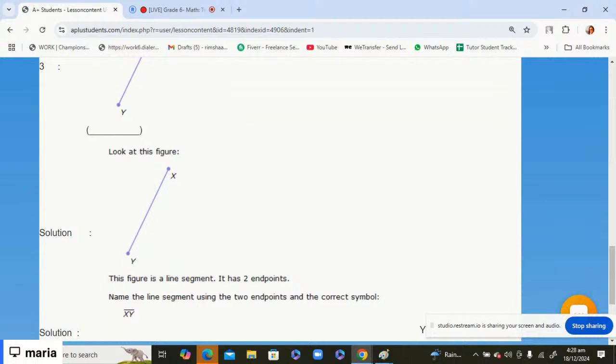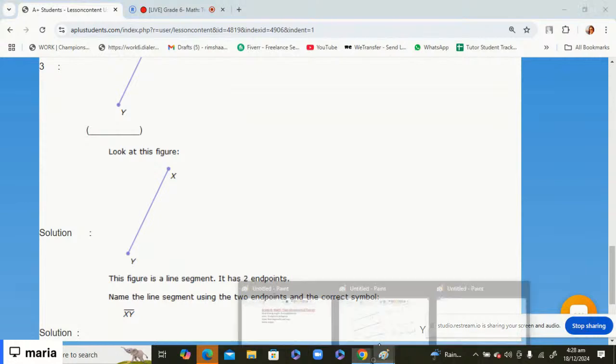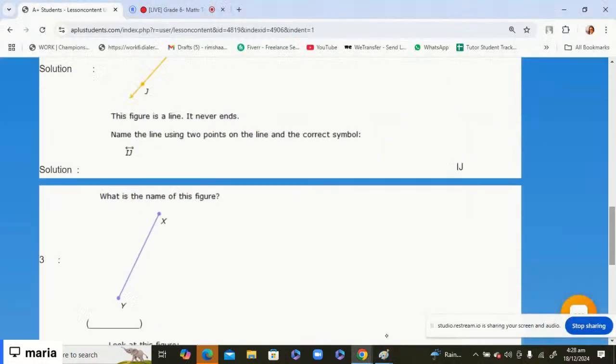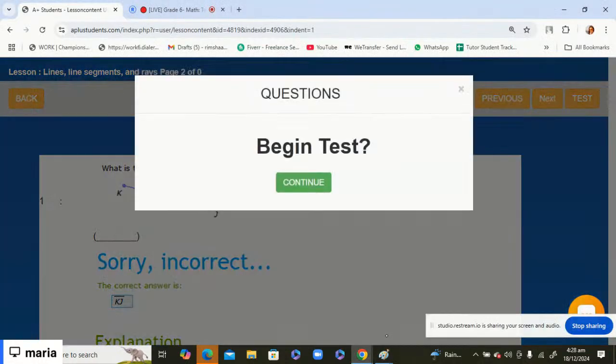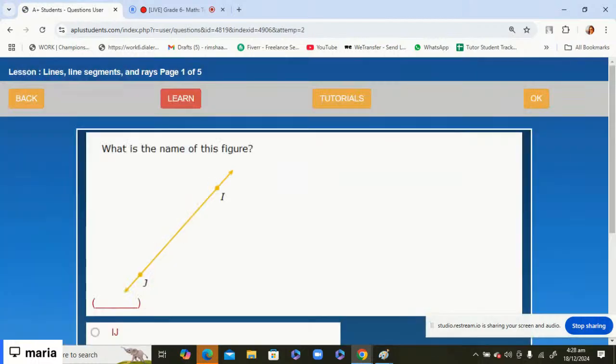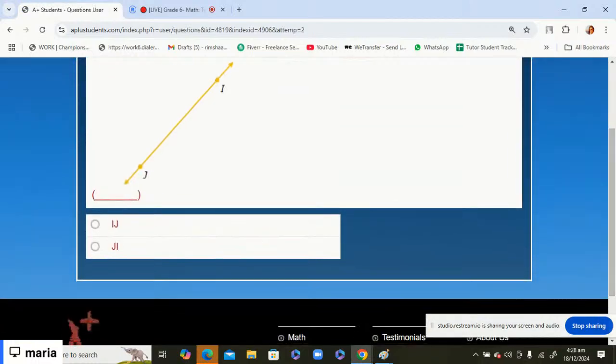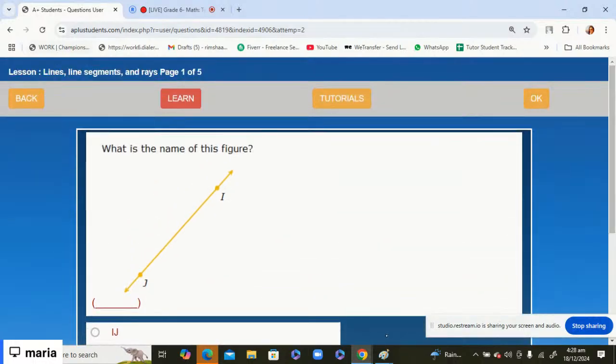I'm going to write it here. I am going to draw the figures here, and then you guys tell me the answer. Okay, let's do the test questions, then you're more able to understand. Now you guys tell me the answer one by one. Here is the figure, think about it. What is the answer of this one? IJ or JI? Let me just tell you one thing.